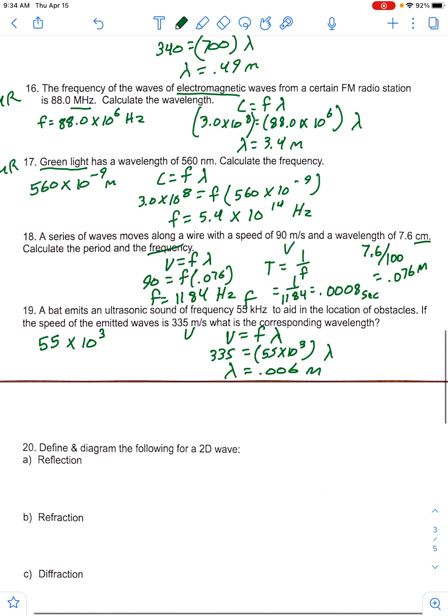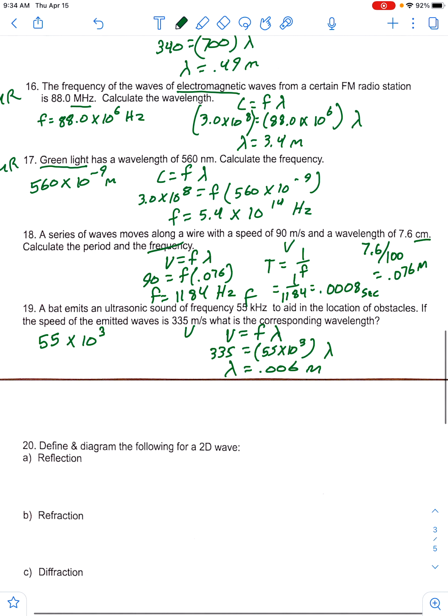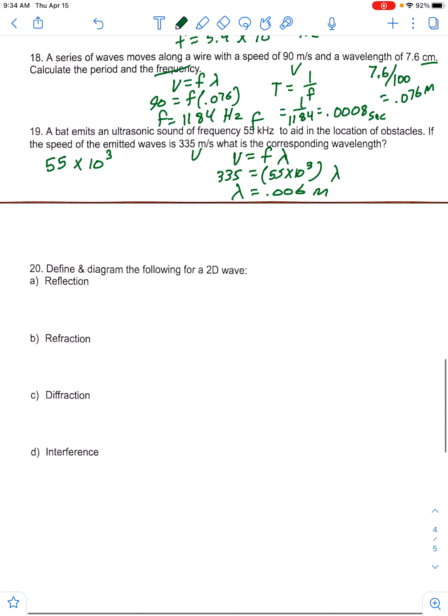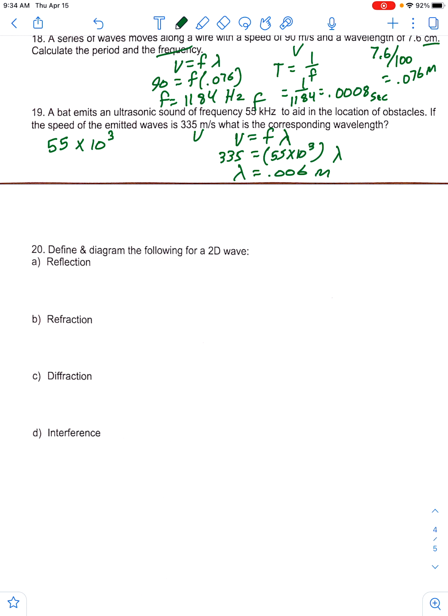Okay, I think that's the gist for the math equation, so we're pretty much done with that. Not a whole lot of math there. I mean, we did a lot of math, but pretty much the exact same equation, just different speeds. So last part, 20, define and diagram the following for a 2D wave. We have reflection, refraction, diffraction, and interference.